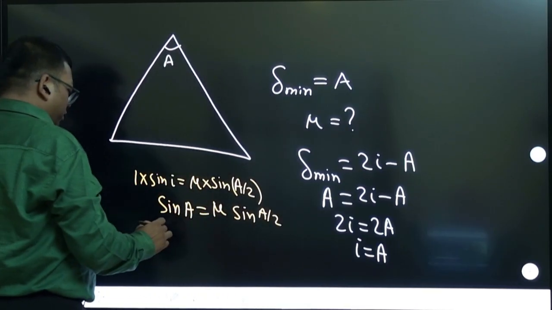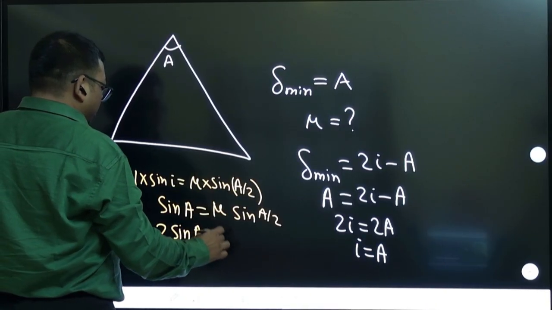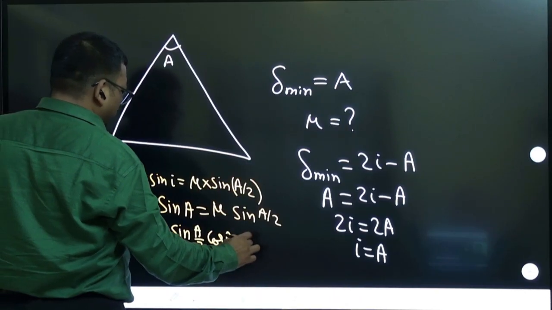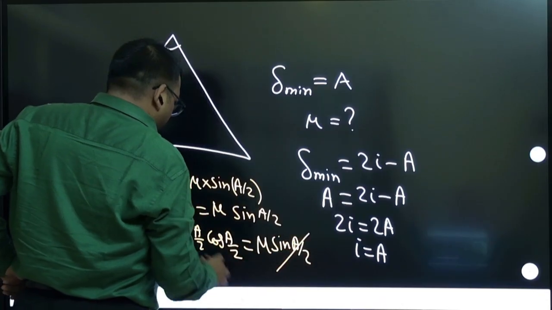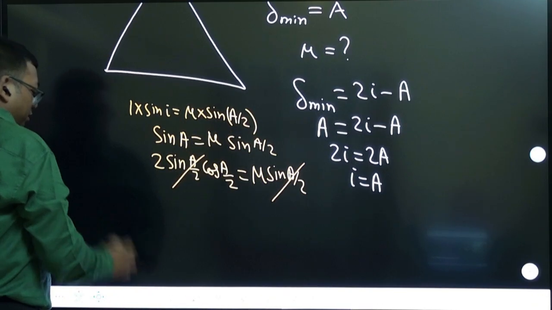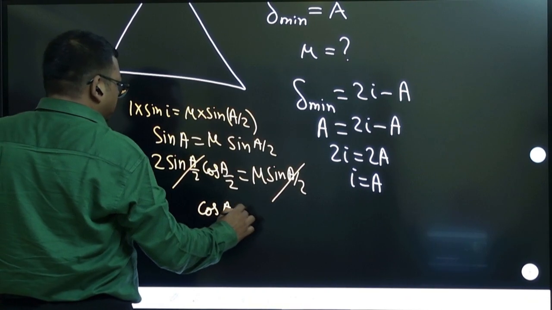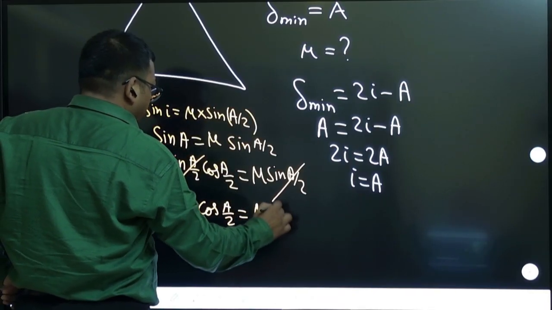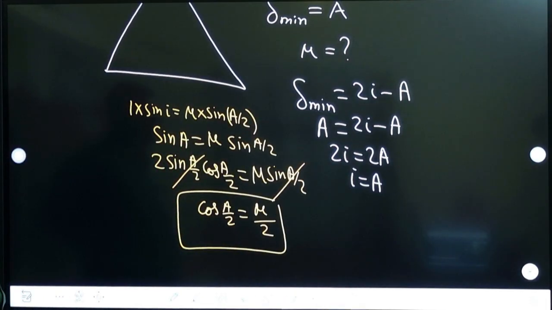Now here sine of A I will write as 2 sine A by 2 cos A by 2. You see the application of trigonometry, how nicely all these applications come. Mu times sine of A by 2. So sin A by 2 and sin A by 2 get cancelled. So from here, cos A by 2 comes as mu by 2, right?